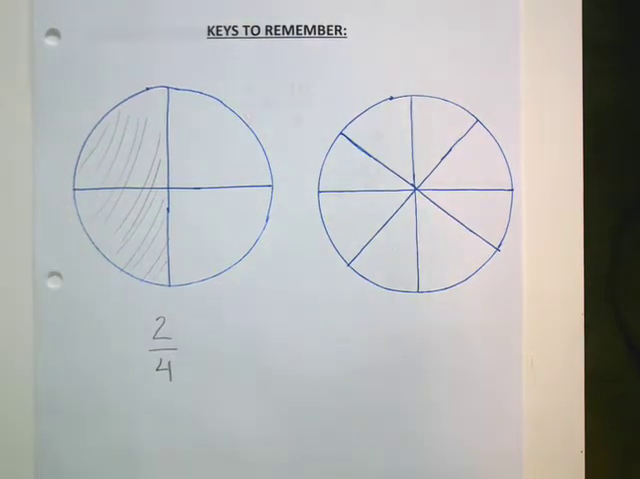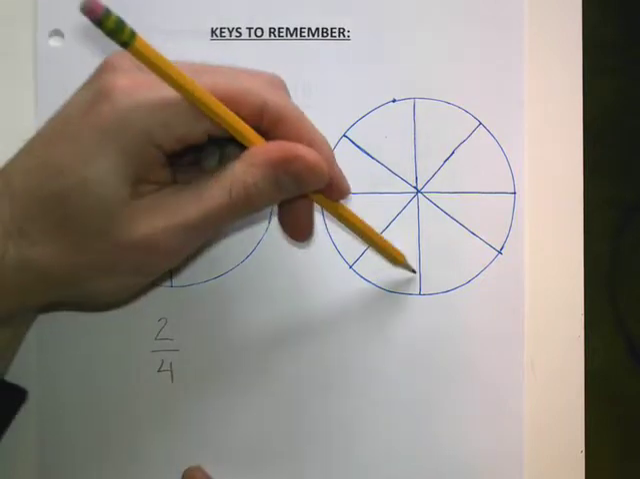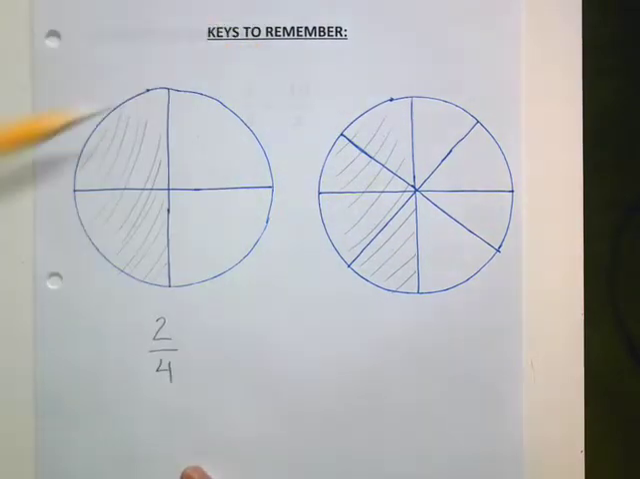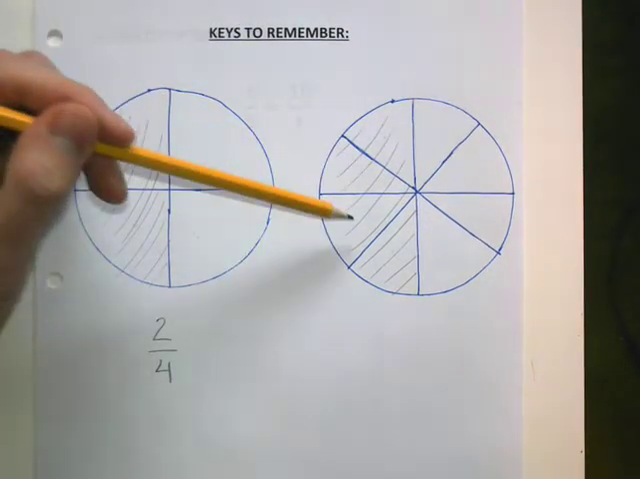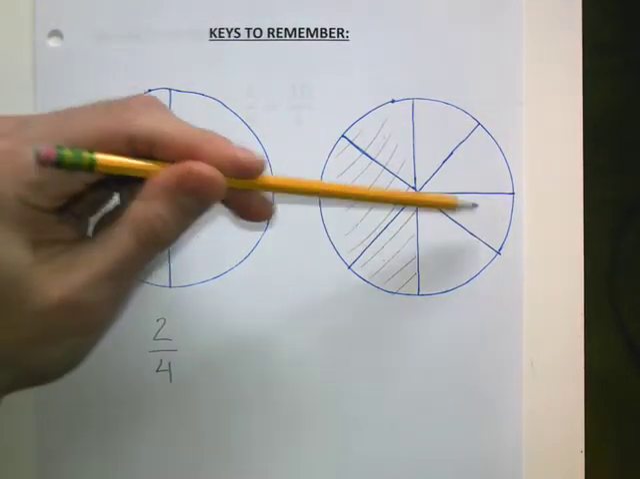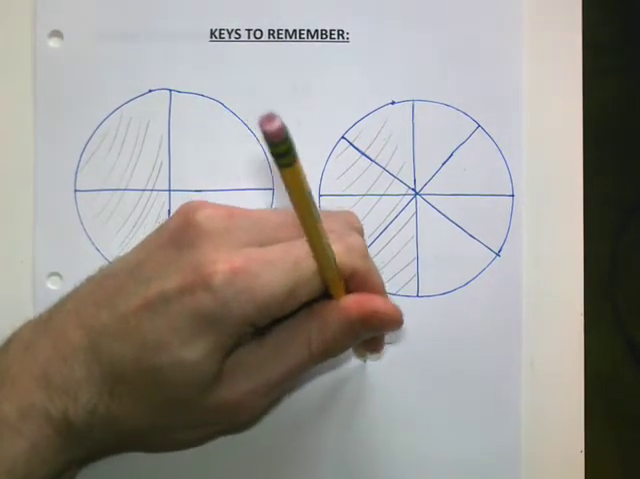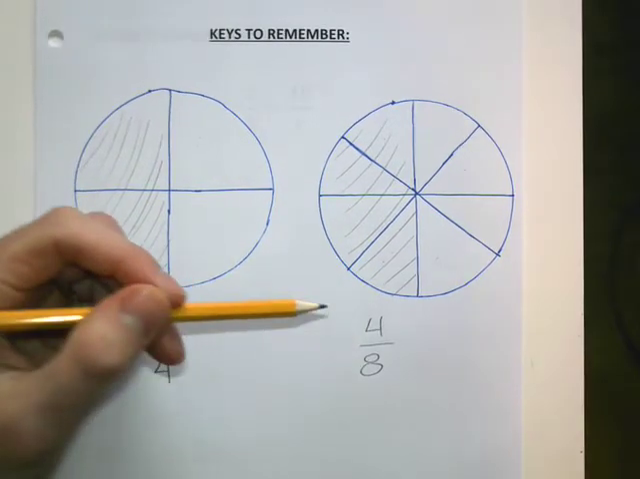If someone said you could have half of this second cake, so if I shade in half of it, that would be 1, 2, 3, 4 out of 5, 6, 7, 8. That would be 4 out of 8 slices that I would be eating, right? That's another ratio, 4 out of 8.